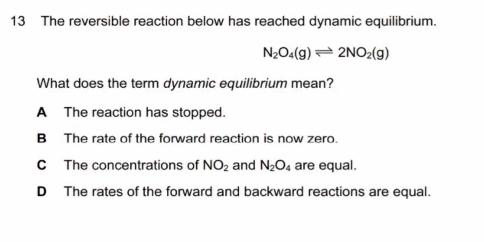The reversible reaction below has reached dynamic equilibrium. What does the term dynamic equilibrium mean? The reaction has stopped. No, the reaction still takes place. The rate of the forward reaction is now 0. No, the forward reaction is also taking place. The concentrations are equal. No, they could be different. The rates of the forward and backward reactions are equal. Yes, that's the definition for dynamic equilibrium. The reaction does take place. The rate is not 0, but the rate is equal.